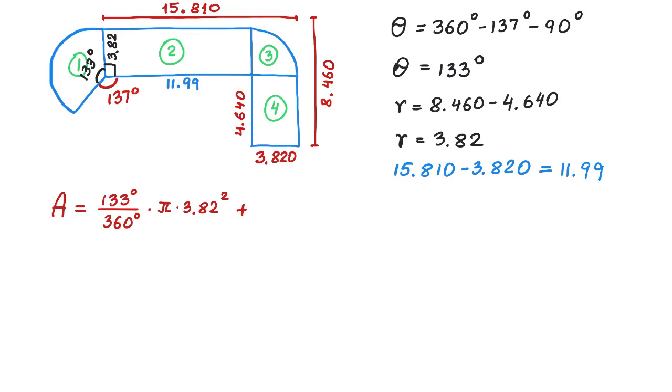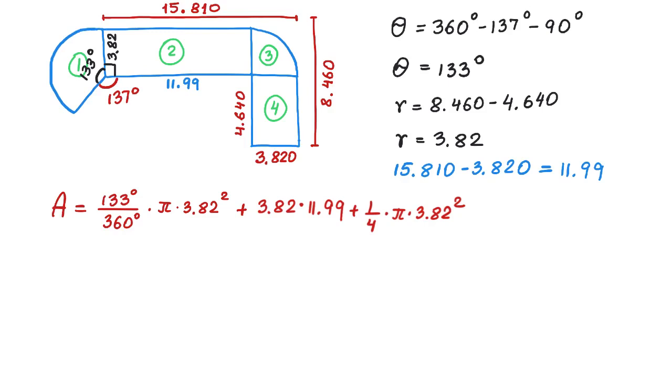So the area of this rectangle is 3.82 multiplied by 11.99. Next, we see a fourth of a circle. So we will start with 1/4 multiplied by the area of the circle. The radius of this circle is also 3.82. So the area is pi times 3.82 squared. And now we have to add the area of region 4, which represents a rectangle.